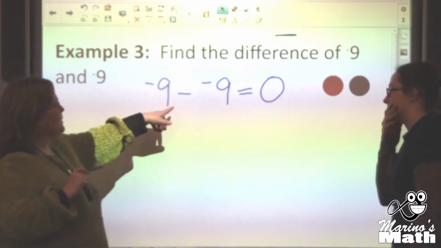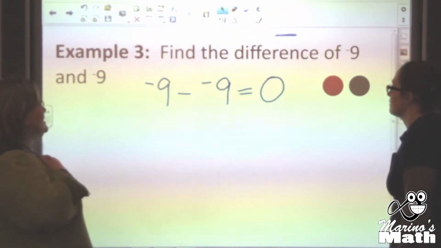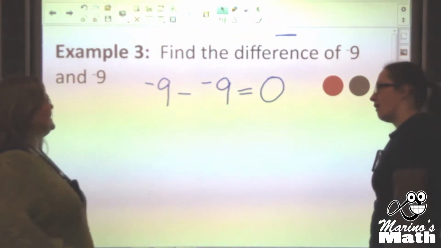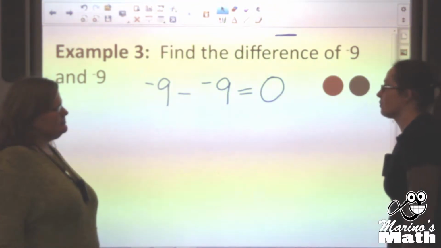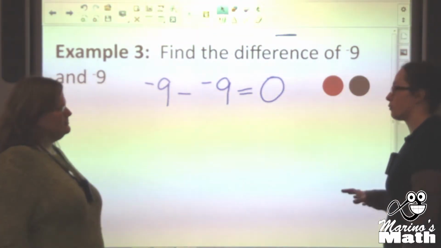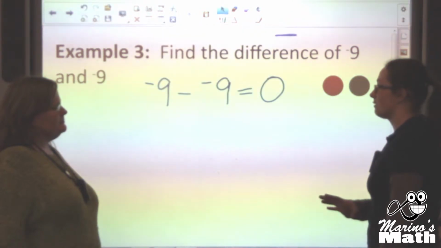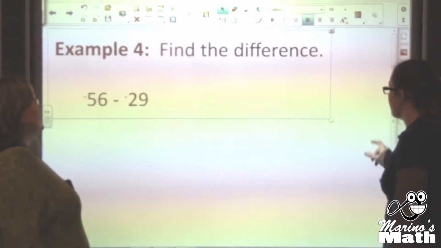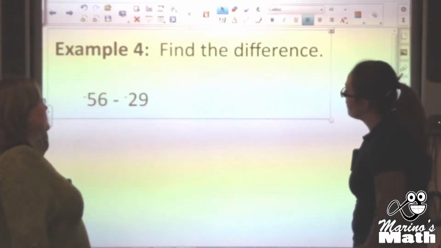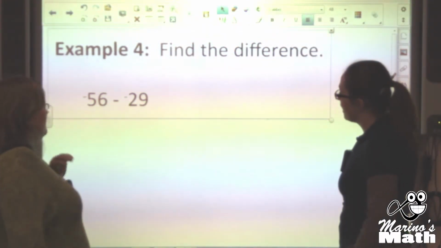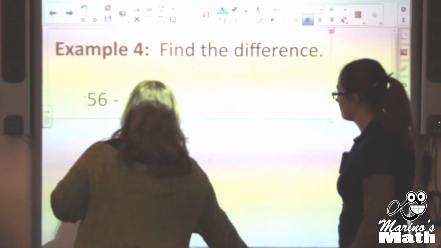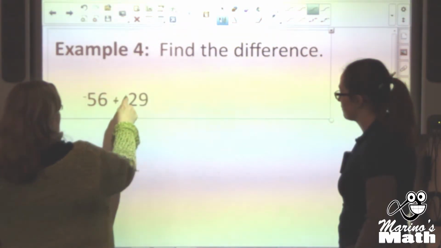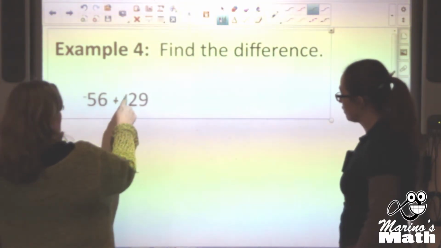But it's so much different when you show it that way than when you read that sentence, find the difference of -9 and -9. It looked really confusing and it ended up being so simple. And these strategies of using the chips and the number lines work out really well if we have small numbers, like less than 20. But if we're going a little bit bigger, like -56 minus -29, what I'm remembering is when we had that other one, minus a negative number, we just were able to say plus a positive.